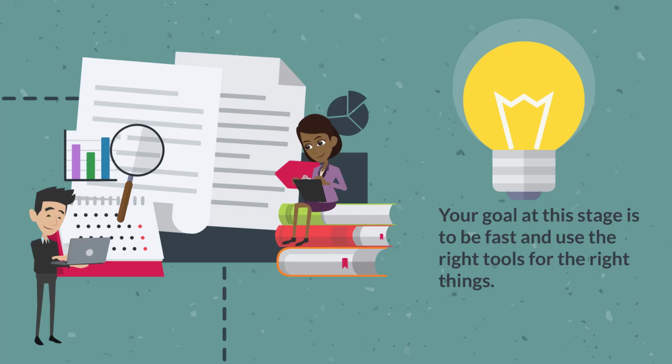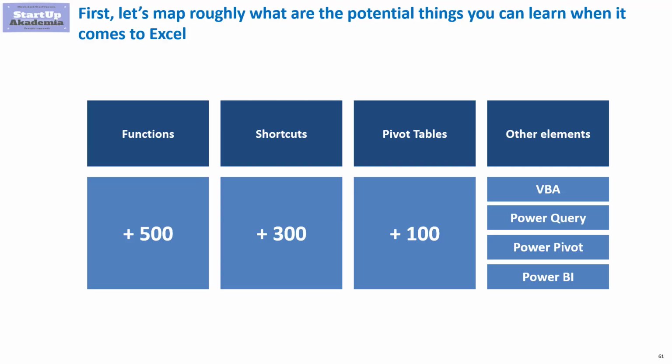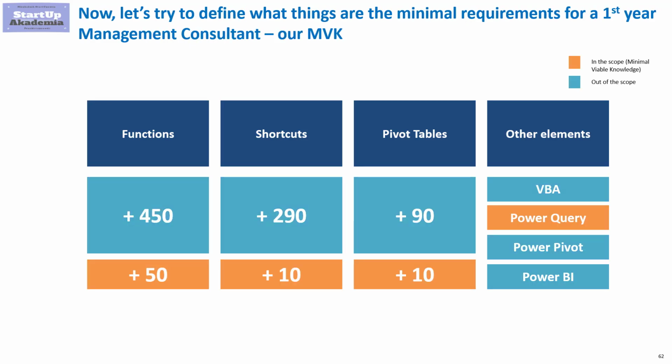We have the goal, so let's look at what things there are to be learned when it comes to Excel. As you can see, we have organized the knowledge into 3 main groups: functions, shortcuts, and pivot tables. On top of that, in others, we have Visual Basic and 3 power tools. To master all functions, shortcuts, and other features, you would have to spend years. You don't have that much time, and most of the things you will hardly use. That's why let's try to define the minimal viable knowledge for this specific goal.